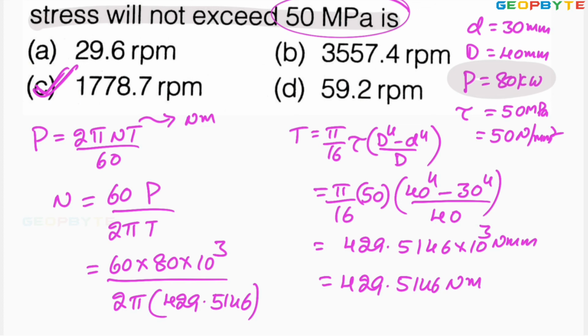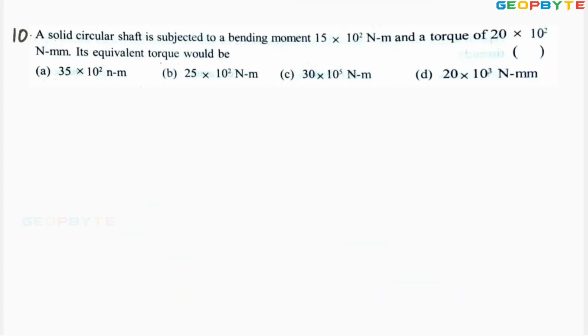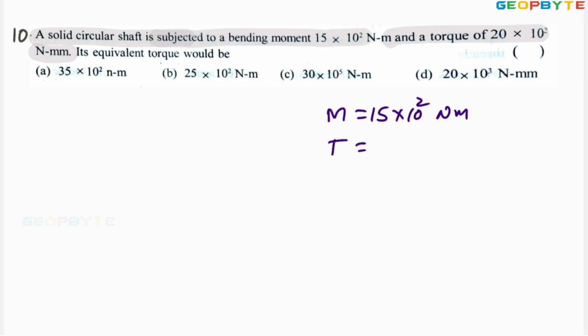Let us go for the next problem. Look at the next problem. A solid circular shaft is subjected to bending moment. Here bending moment M is given 15 into 10 raised to 2 Newton meter, and the torque T equal to 20 into 10 raised to 2 Newton meter.